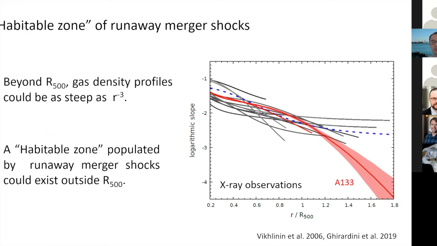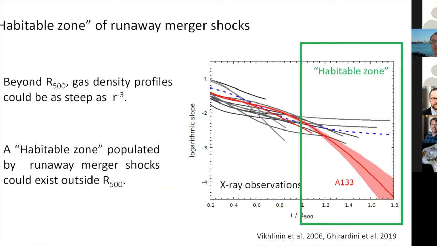Generally, beyond R500, we can see the gas density profiles could be as steep as r^-2 to -3, and these observational results suggest that there is a habitable zone populated by runaway merger shocks outside R500. Here I have to emphasize that identifying these runaway shocks in the habitable zone in current X-ray observations will be difficult because the gas density is low in this region.